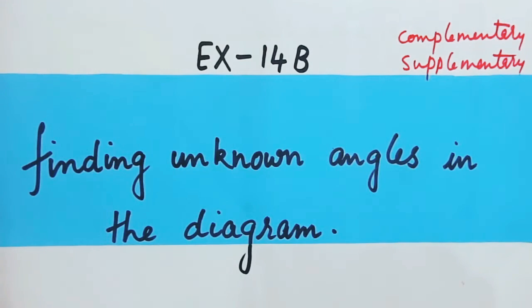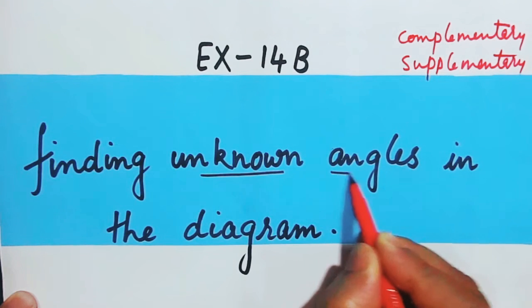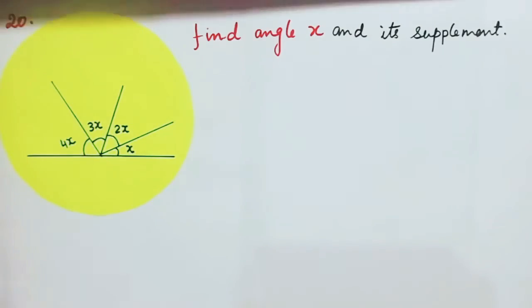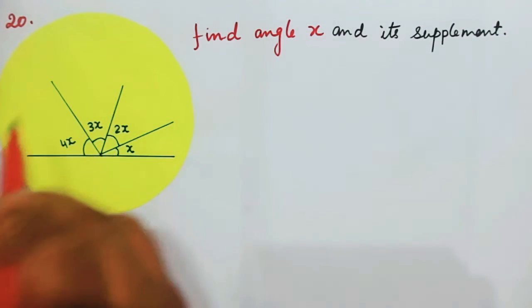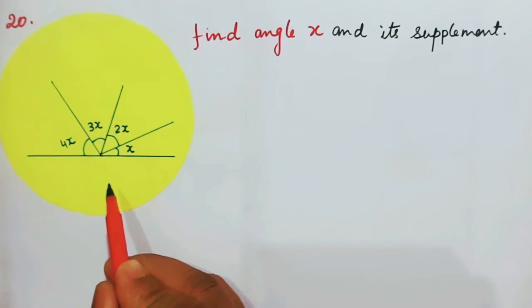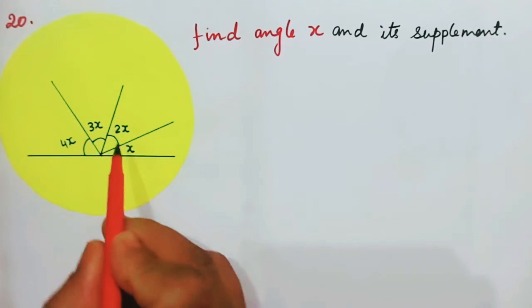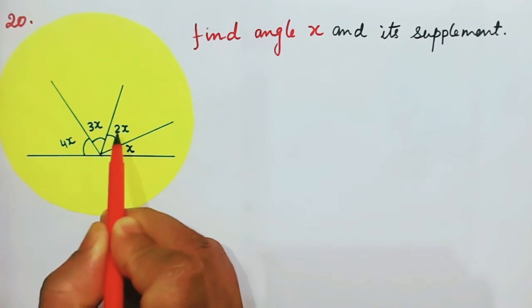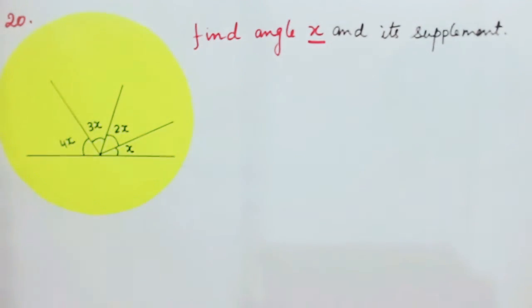Here in exercise 14b, we shall be finding unknown angles in the diagram. This means the sums given in exercise 14b from question number 20 onwards have diagrammatic representations of the angles, in which we have to find the value of the unknown angle, that is 4x, 3x, 2x and x. Why are they unknown? Because a variable x has been attached.